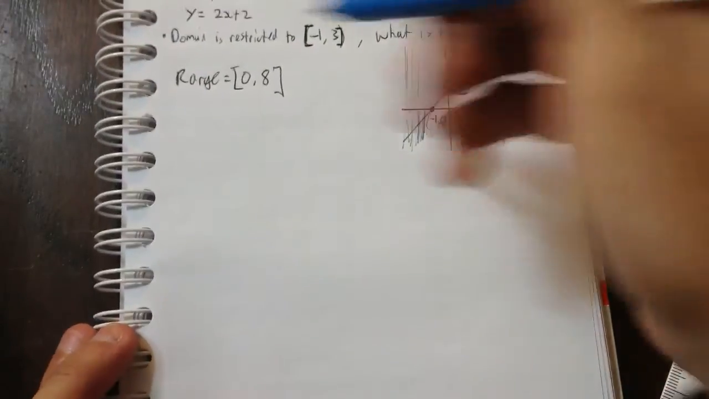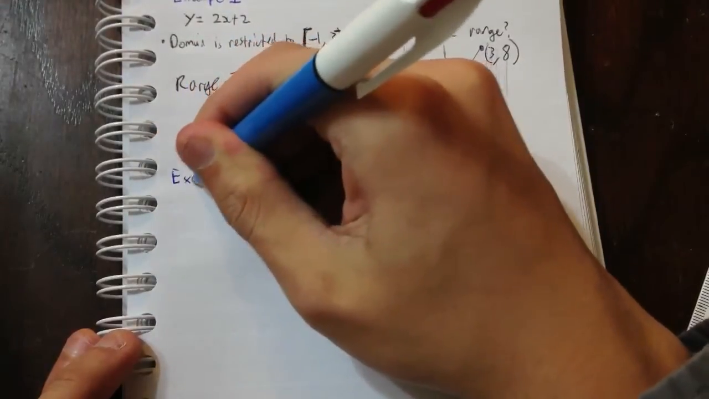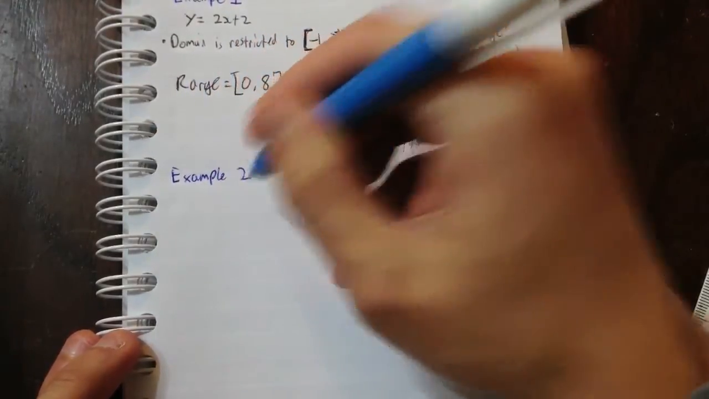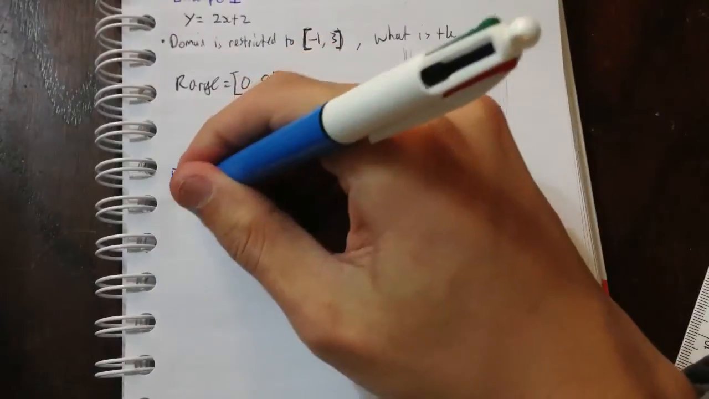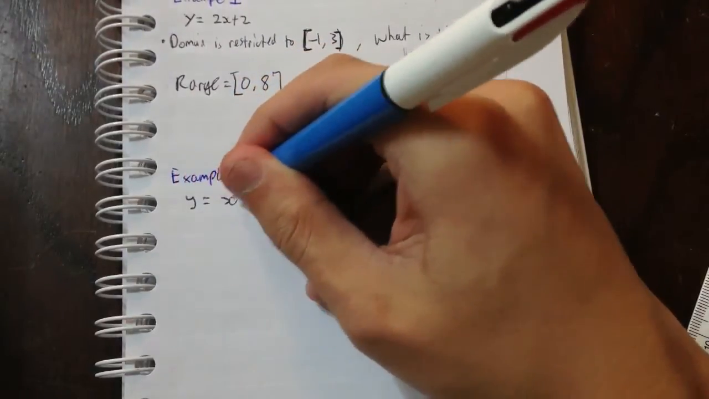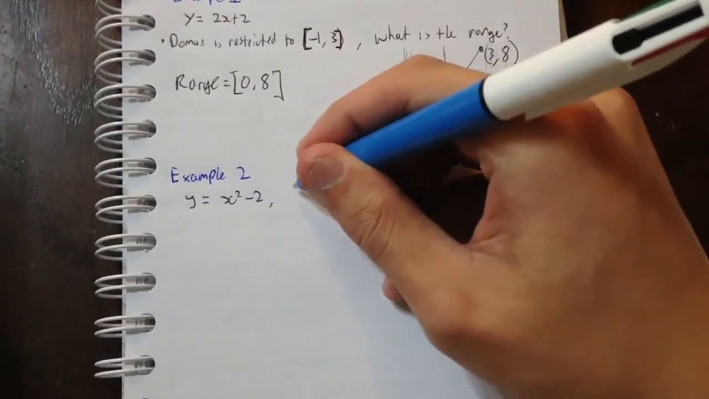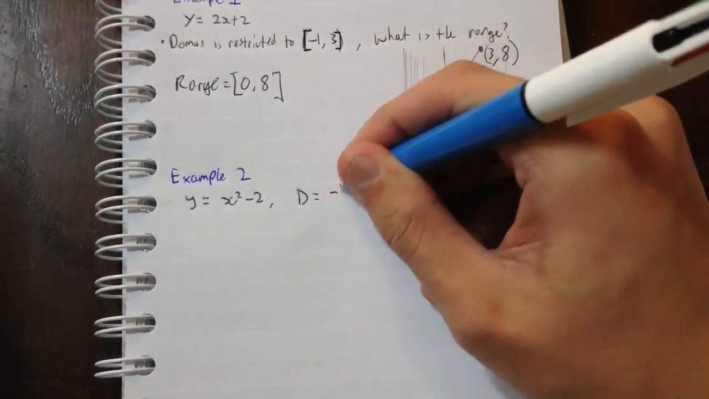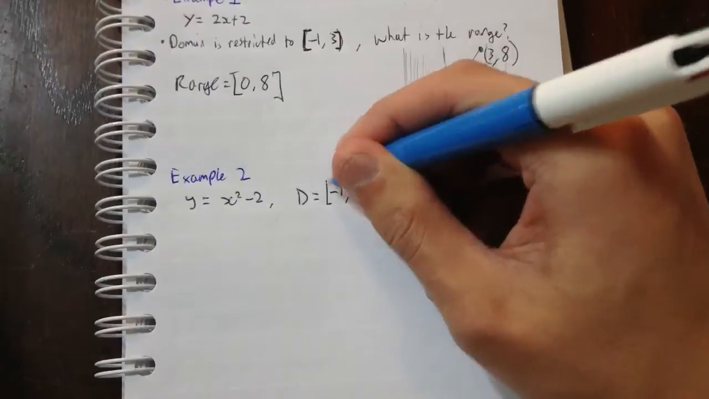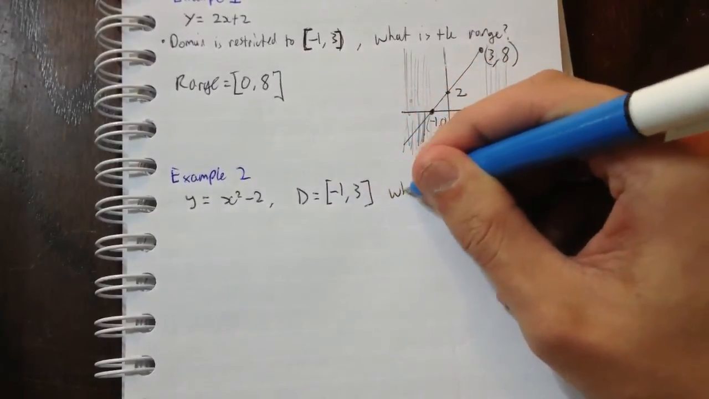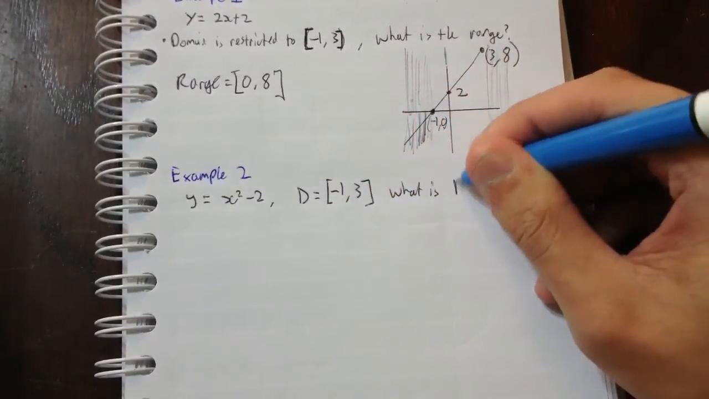Example 2. I'll give you a bit of a harder equation, but not too hard. y equals x squared minus 2. Domain equals -1 to 3. What is the range?